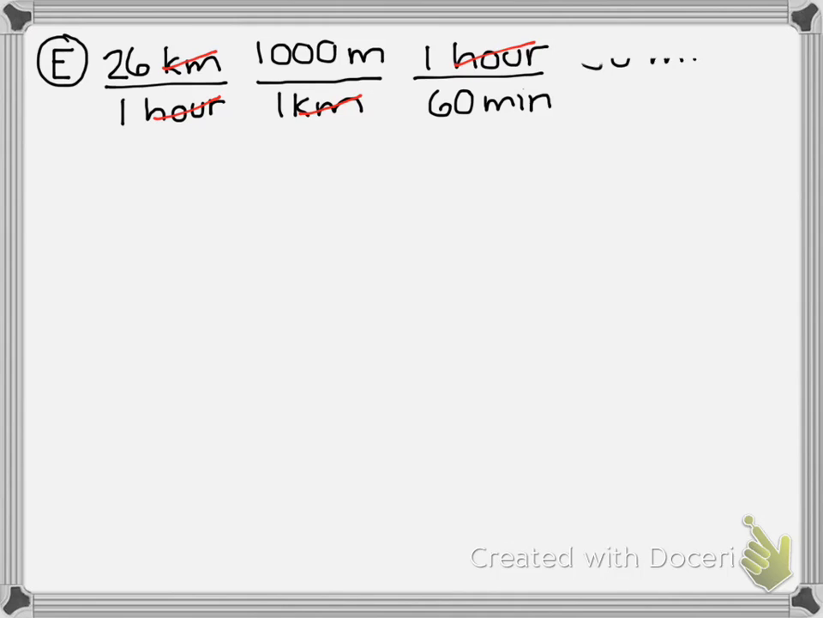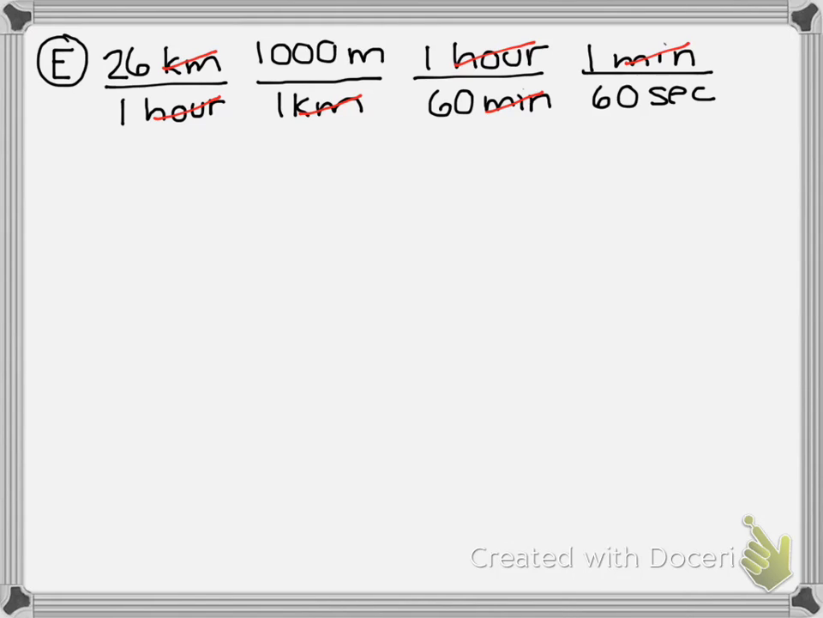And now I can also say that there's 60 minutes. Oops, I said that backwards. Excuse me, that 1 minute has 60 seconds. And I put that minute on the top in order to cancel with the minute on the bottom. So let's see what we have here when we multiply across.